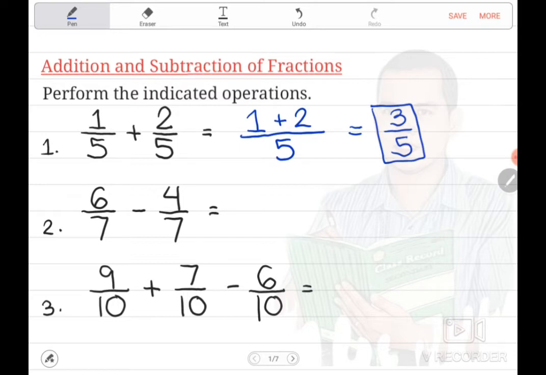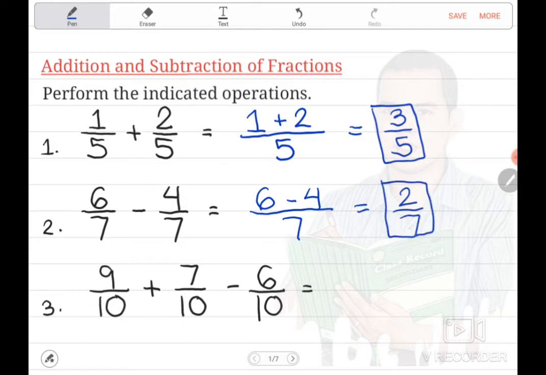Next, number 2, 6 over 7 minus 4 over 7. Again, we have the numerator 6 minus 4 all over 7. So the difference is 2 over 7. As easy as that if we have similar fractions.